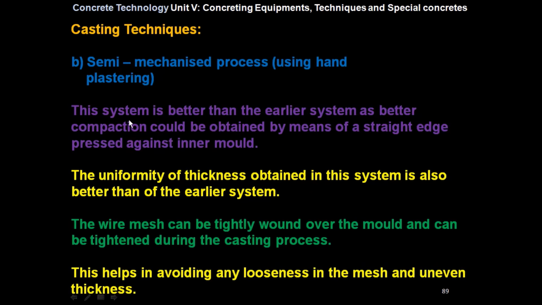This system is better than the earlier system as better compaction could be obtained by means of a straight edge pressed against the inner mold. The uniformity of thickness obtained in this system is also better than that of the earlier system. The wire mesh can be tightly wound over the mold and can be tightened during the casting process. This helps in avoiding any looseness in the mesh and uneven thickness.